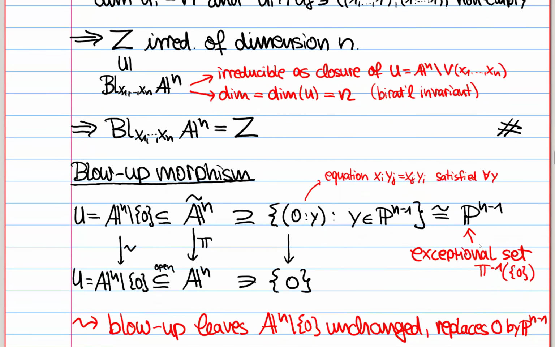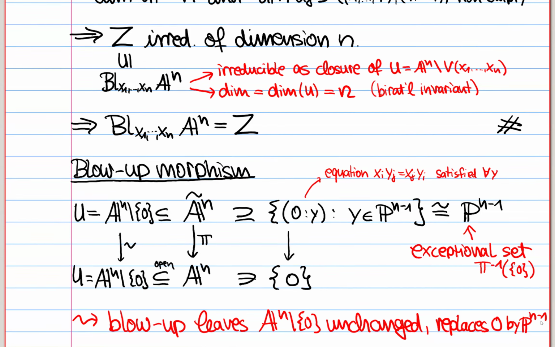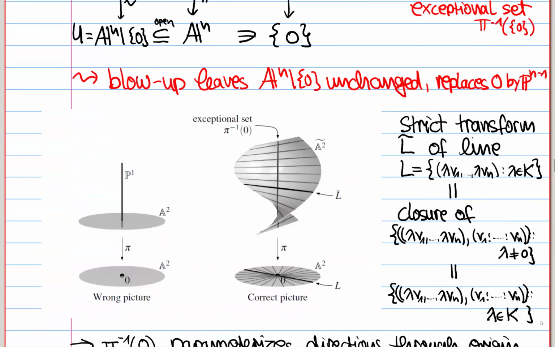And the upshot then is, what does the blow-up do to A^n? It leaves the complement of the origin unchanged and replaces the origin by a projective space of dimension n minus 1. Okay, and so how should you imagine this? What picture should you have in mind? So here I copy these very nice pictures from Gartmann's notes.